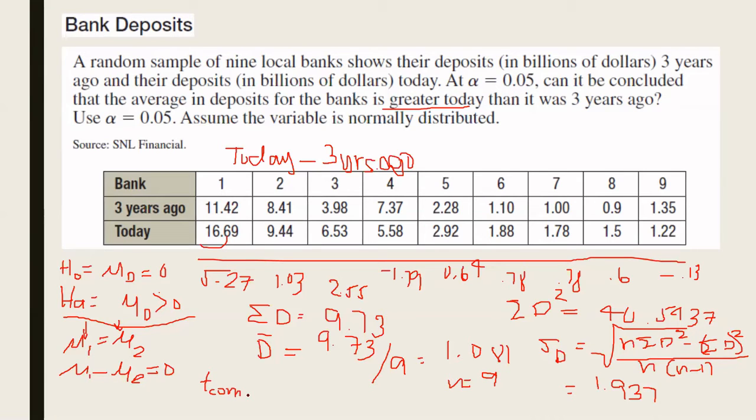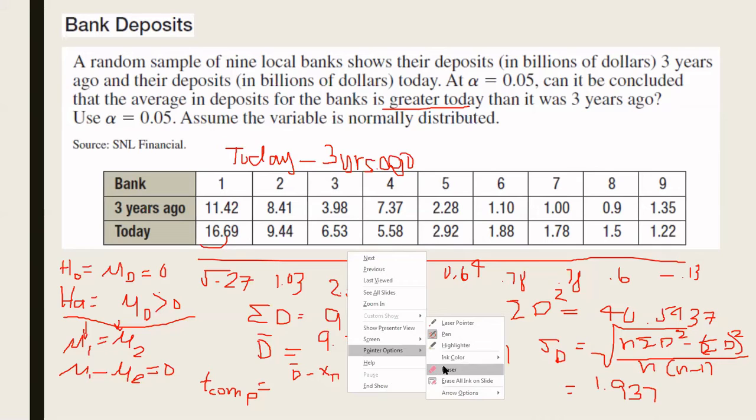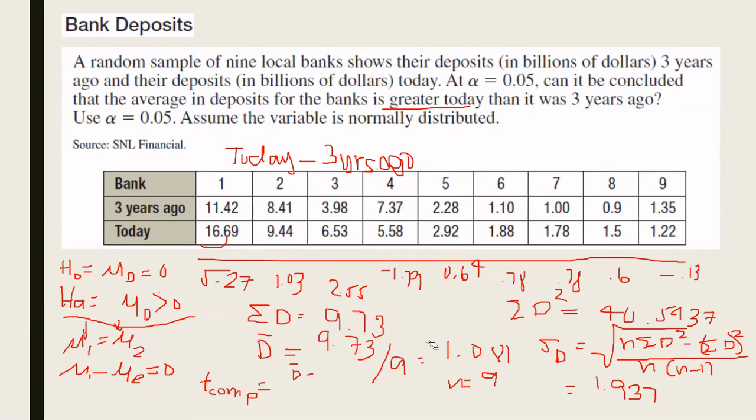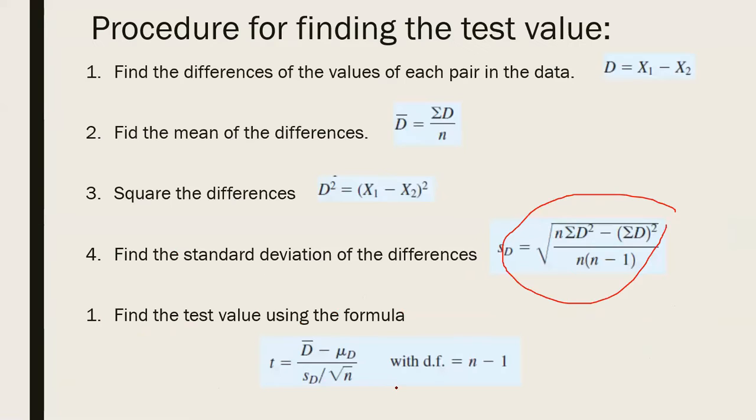So we are now ready to compute the t statistic, which is given by d-bar minus mu d over SD divided by square root of 9. Okay? So if we go back, you see the formula here. No? And the degree of freedom is n minus 1. So in our case, it's 8.